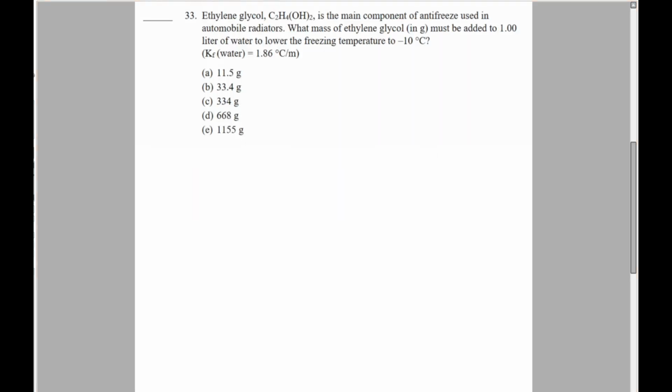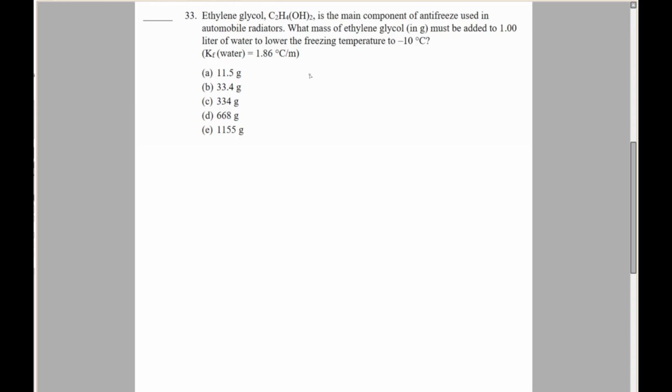33. Ethylene glycol, C2H4(OH)2, is the main component of antifreeze used in automobile radiators. What mass of ethylene glycol in grams must be added to 1.00 liters of water to lower the freezing temperature to negative 10 degrees Celsius? And we're given the Kf of water is 1.86 degrees Celsius divided by the molality.